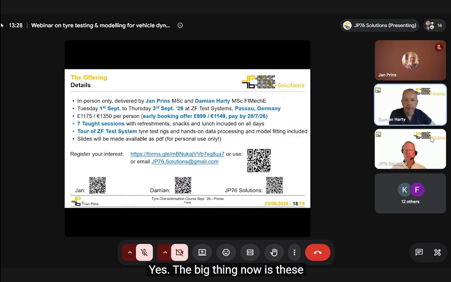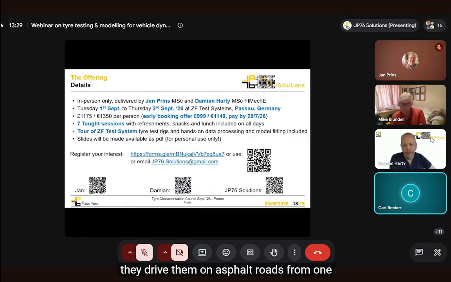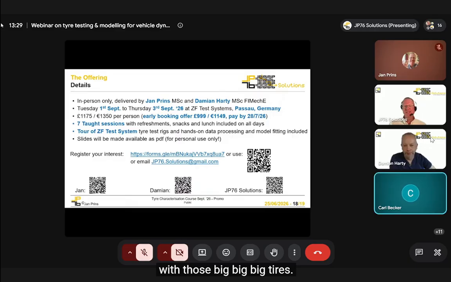Yes, the big thing now is these big tractors are being used on asphalt roads because the farms are so large. They drive them on asphalt roads from one farm to another. And they would like to be traveling at 60 kilometers an hour with those big tires. Yeah, and we've got a test rig that we can test those up to 5 metric tons vertical load.